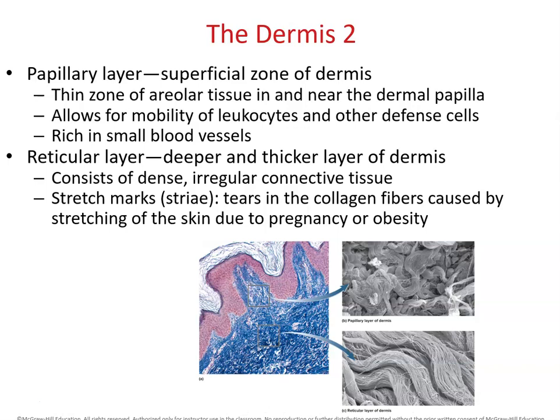The reticular layer is the deeper part of the dermis, so it has more dense and irregular connective tissue. We saw some pictures of this in chapter 5. Check back there if you need to. And if you have ever been pregnant or gained weight or know someone who has stretch marks, this is the layer that is damaged by the collagen fibers stretching as the skin needs to stretch to accommodate a change in a person's size.